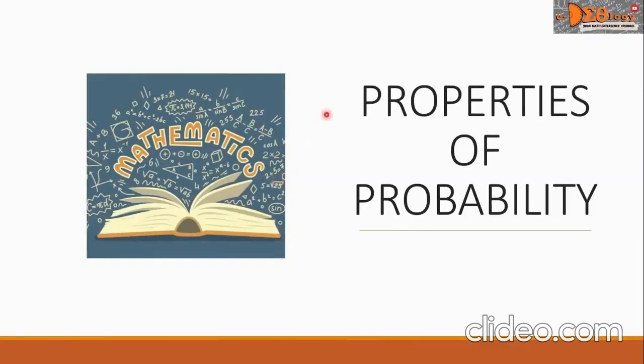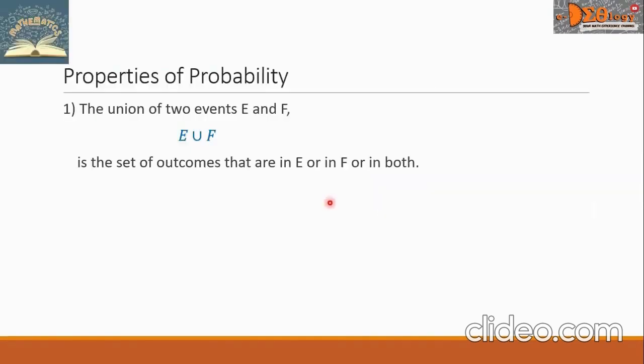Today we're going to study properties of probability. Let us consider some properties of probability, and this is the first one. The union of two events, E and F, denoted by E union F. Take note that the union is symbolized by U, is the set of outcomes that are in E, or in F, or in both.